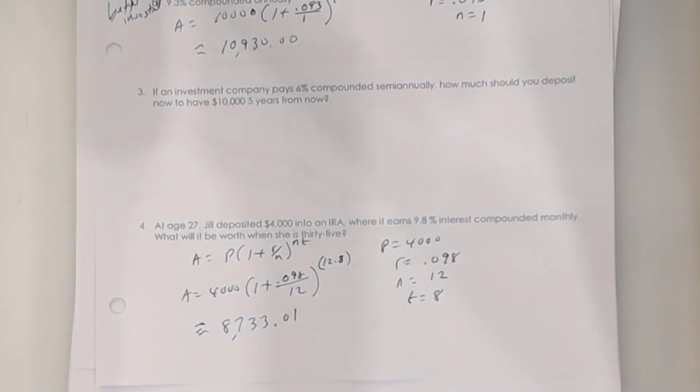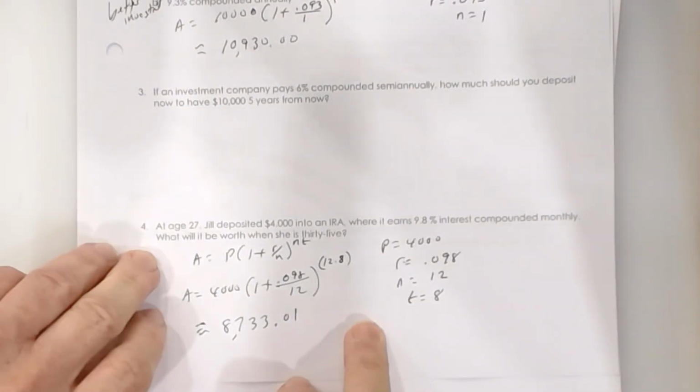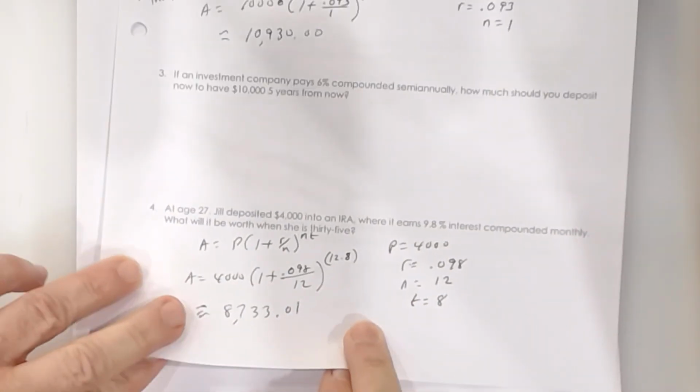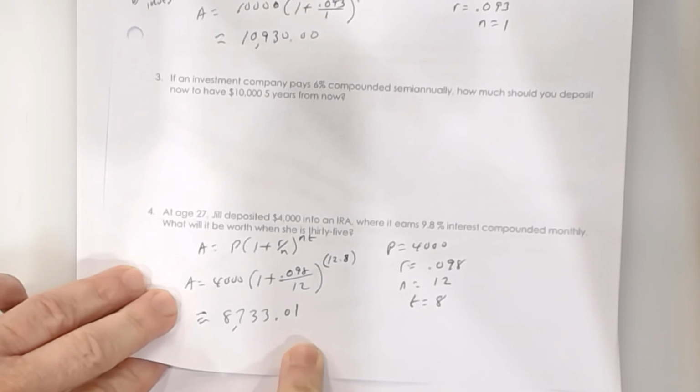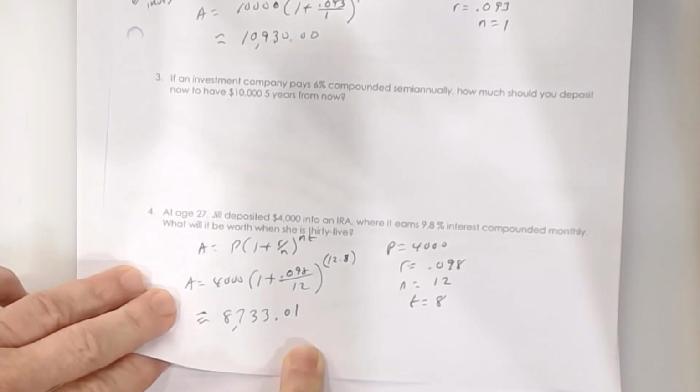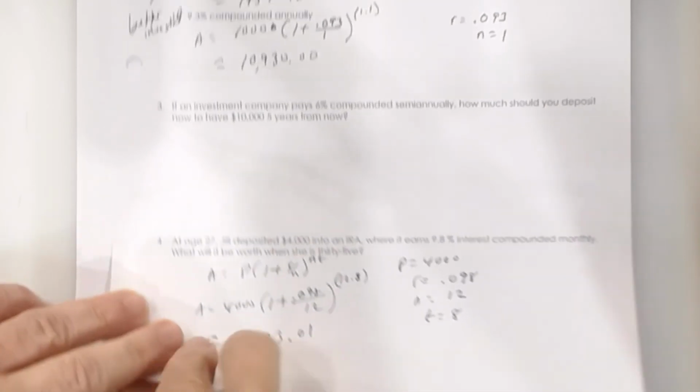All right, so I'm not sure what I did to get that other. Maybe I put, instead of 4,000, I put 40,000. I don't know. It happens. All right, okay? Now, so the $4,000 will be worth how much? $8,733.01.